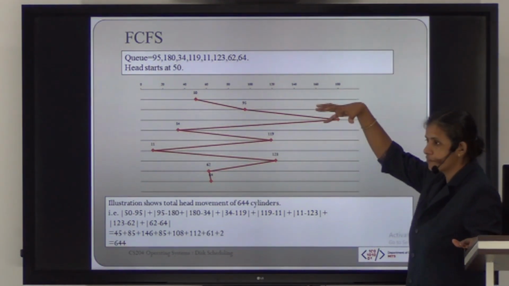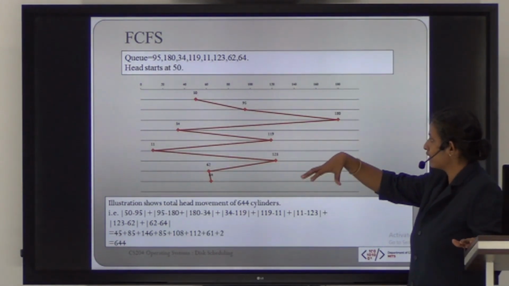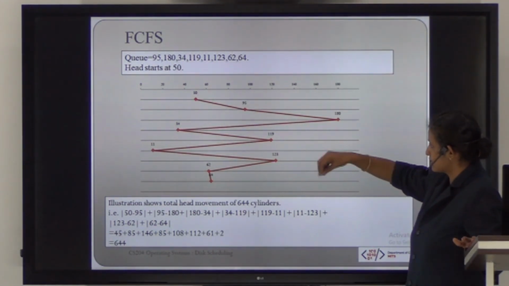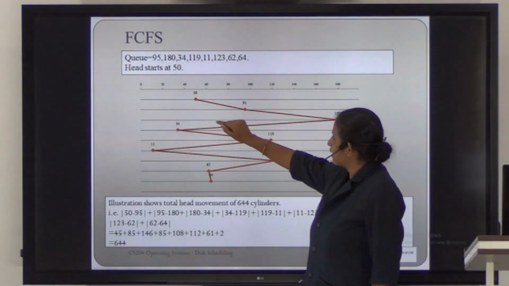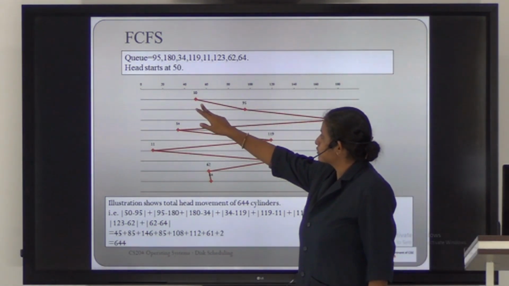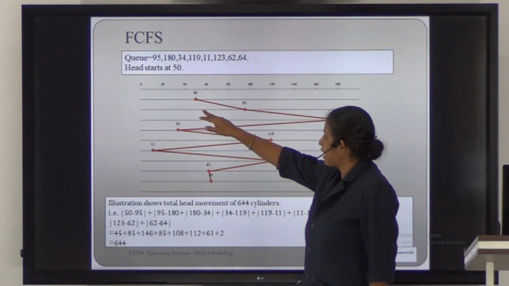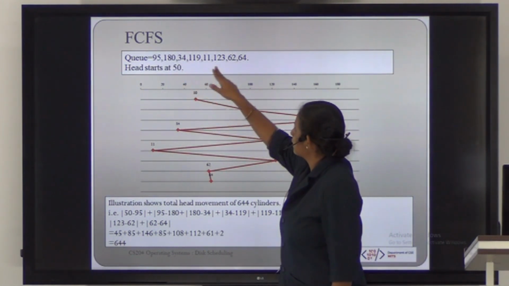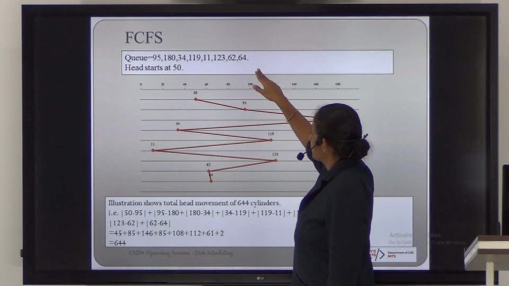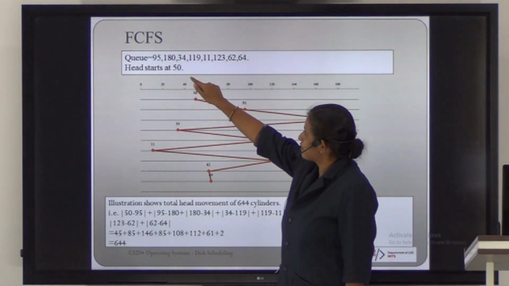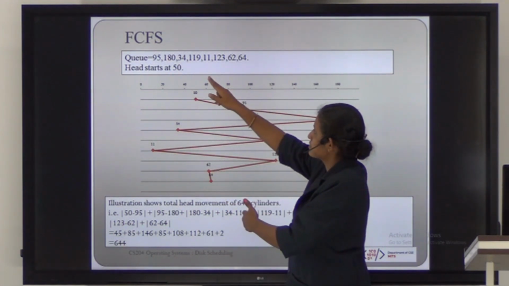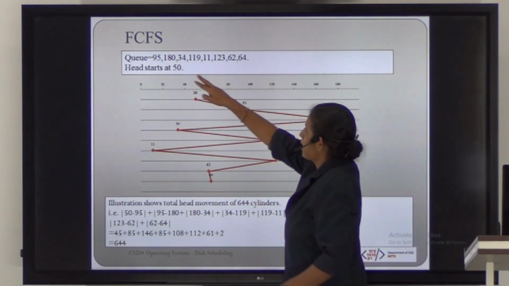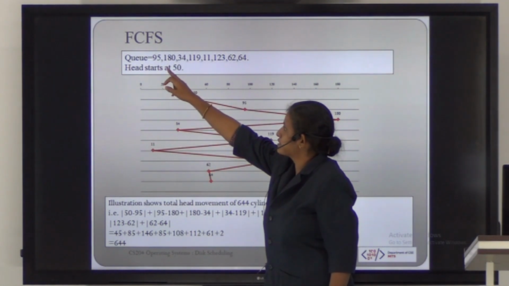Actually, this is the top view of a particular platter where the movement of the disk is shown. Initially, the head is pointing to cylinder number 50, and this is the queue which is to be serviced. In FCFS we know that the requests will be serviced in the order in which they are in the queue. As per the queue, the first request is 95.